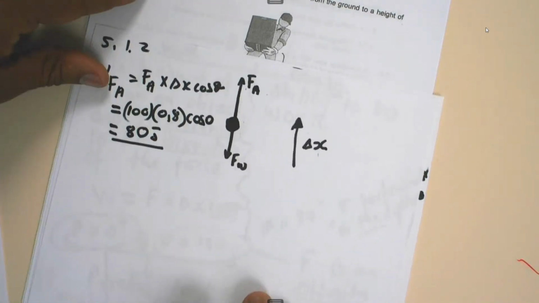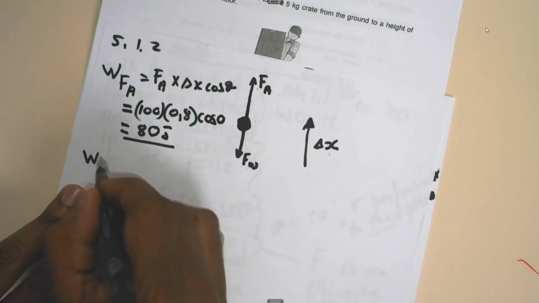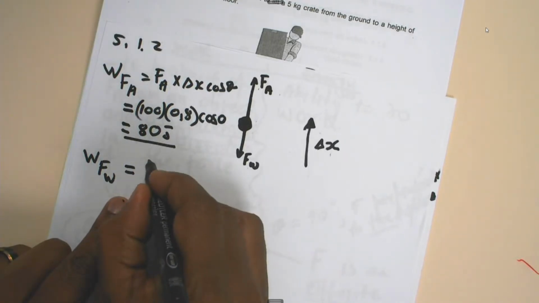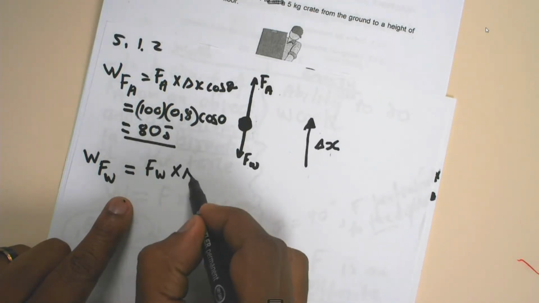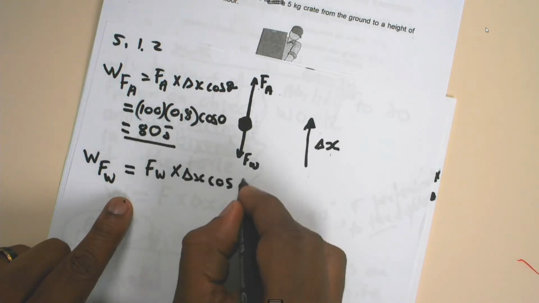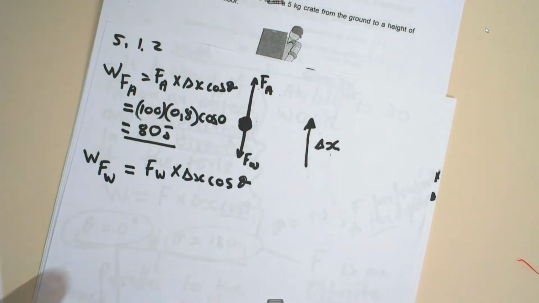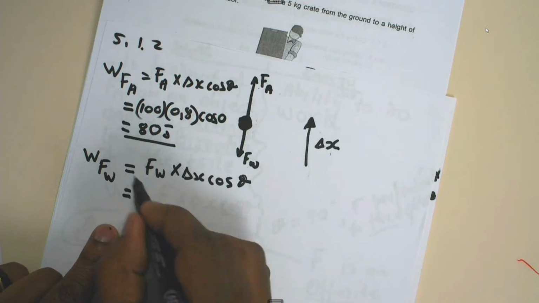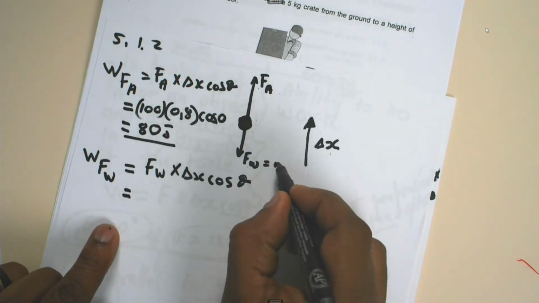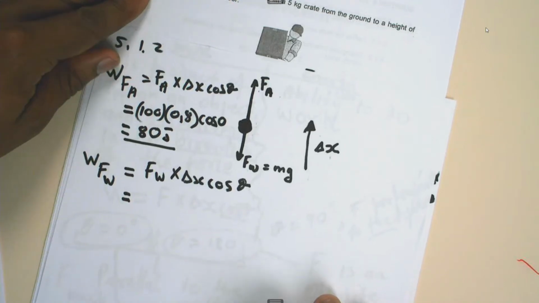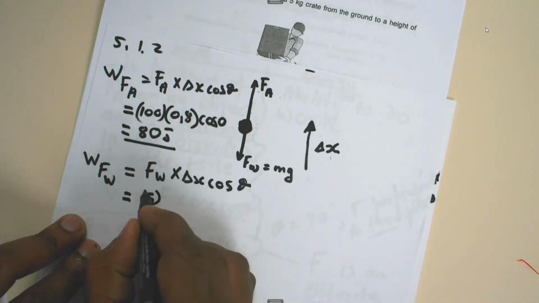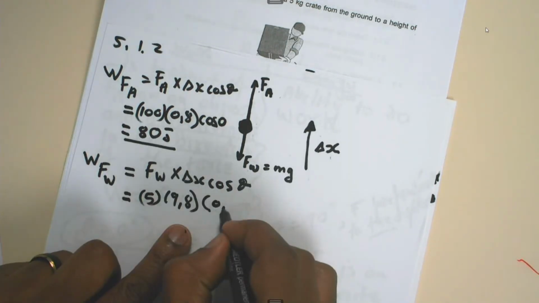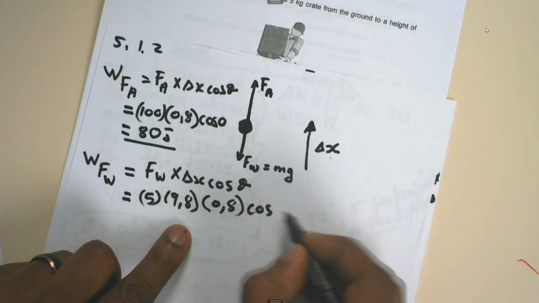Then I further move on and calculate work done by FW, which will be FW multiplied by changing X cos of theta, which is equal to... FW is equal to mg. So we have 5 multiplied by 9.8 multiplied by the displacement, which is 0.8 cos of theta.